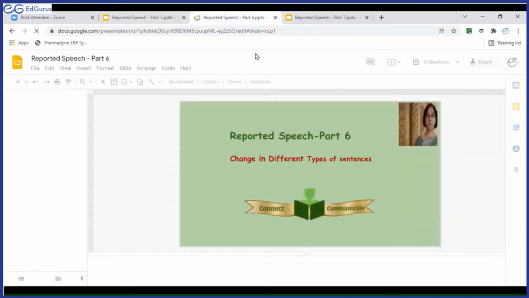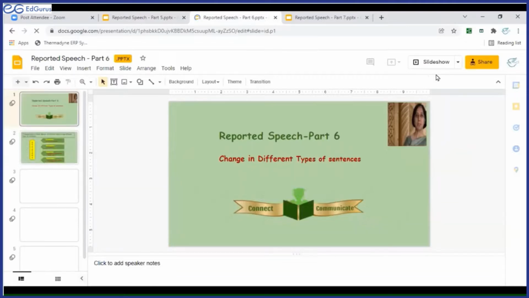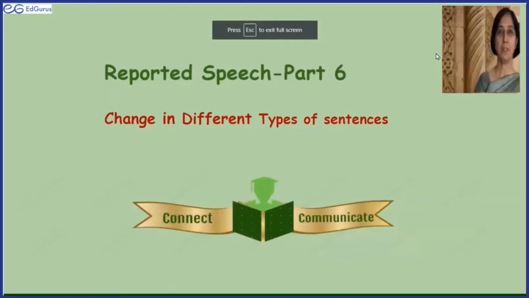The next topic is change in different types of sentences. Now, you know that there are different types of sentences in English grammar. We have statements or declaratives, we have interrogatives, we have imperatives, and we have exclamatories. These 4 types of sentences are there. And the 4 types of sentences are changed into indirect speech in 4 different ways.